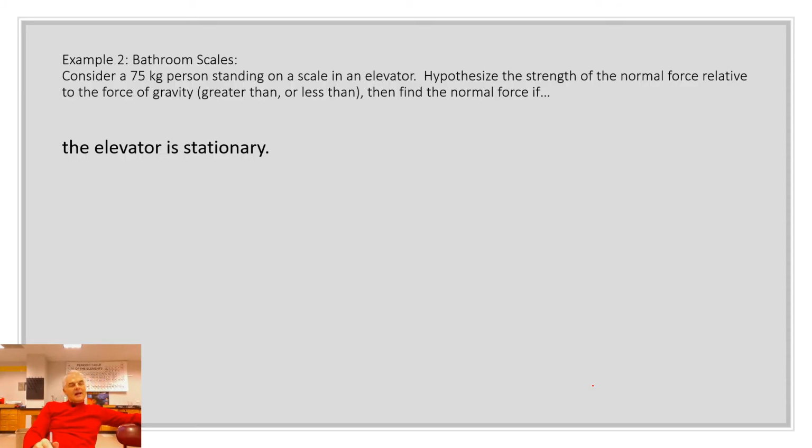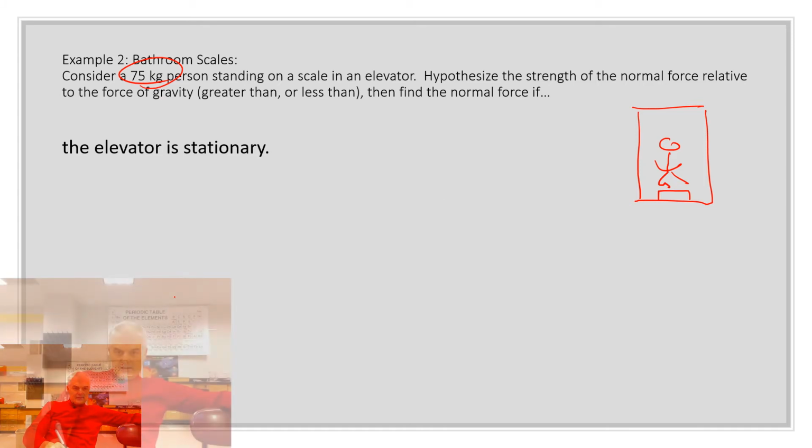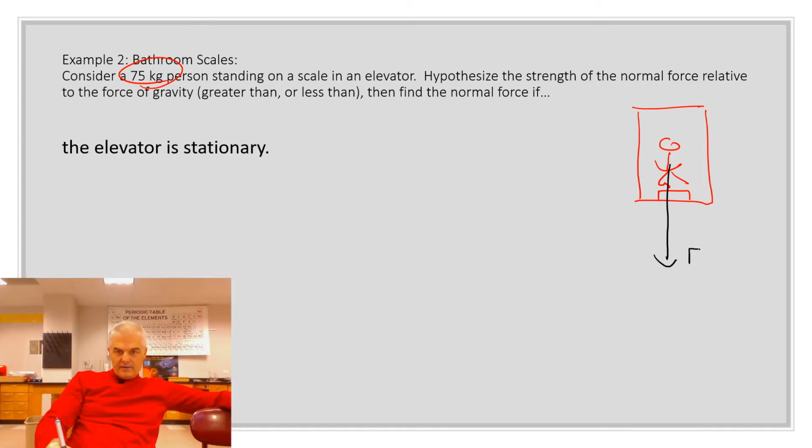Probably the most classic type of problem that we see is bathroom scale problems. And this is an interesting one, is that we are now at an elevator, right? So you're on an elevator on a bathroom scale, all right? So you're in the elevator and there's a scale right here, right? And you're standing on the elevator, all right? And the person weighs 75 kilograms.